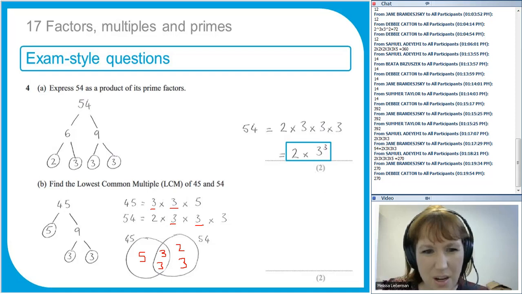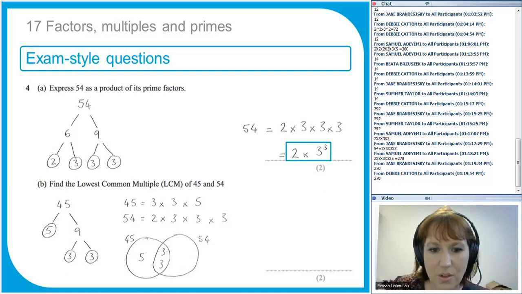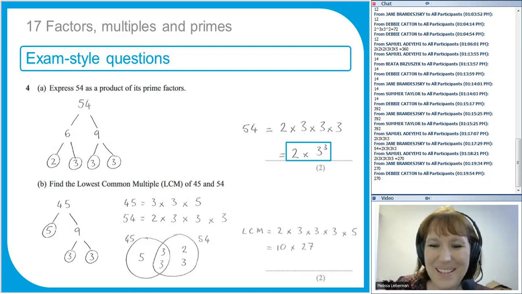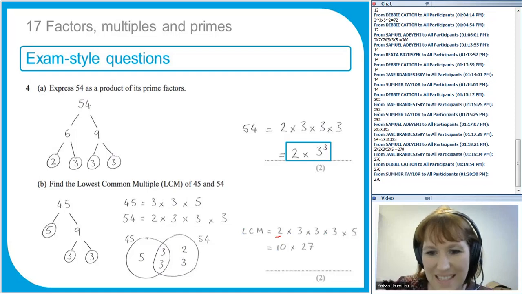It doesn't actually ask us for the highest common factor in this question, but you can work it out because it's the 3 times 3, which is common to both numbers. So fill all of those in, multiply all of those together, 2 times 3 times 3 times 3, times 5, which is just taking a shortcut. So I'm saying 10 because I know if there's a 2 and a 5, then I'm going to multiply those together straight away to get 10. And then 3 times 3 times 3 is 27, 10 times 27, 270.